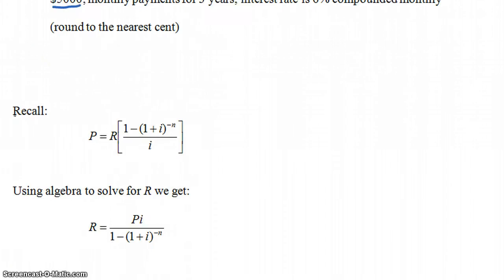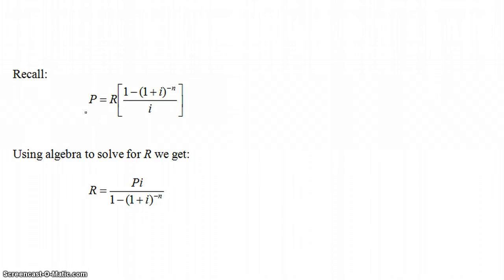Well, I want you to recall the formula that we have for the present value of an annuity. Remember, P is the present value, R is the payment. Here we know the present value is $5,000. The question is, what is R? How can we find the payment? One way is to plug in the I, the N, and the P, and then find R. But another way is to do some algebra on this formula and solve it for R. R is going to be P divided by this fraction, or another way of saying that is P times the reciprocal of this fraction. When you do that, you get this formula.